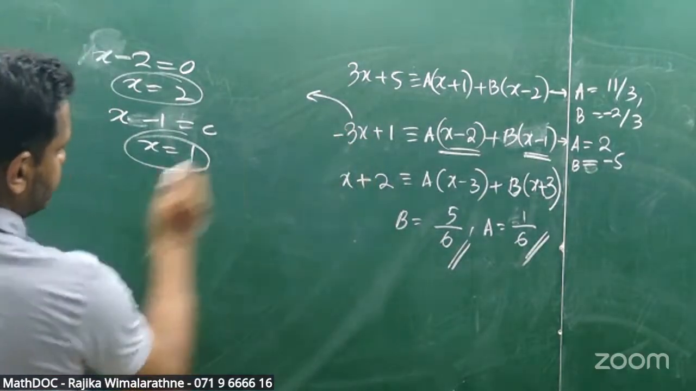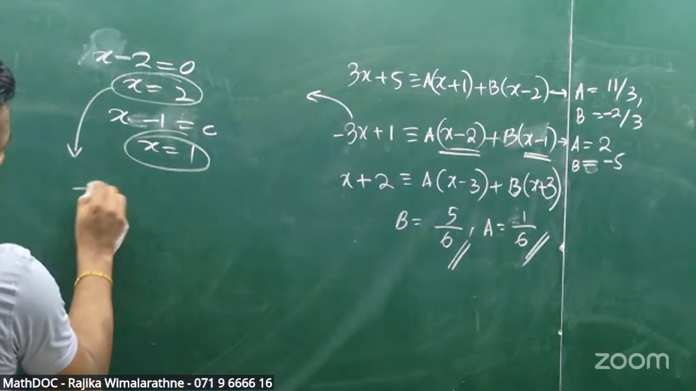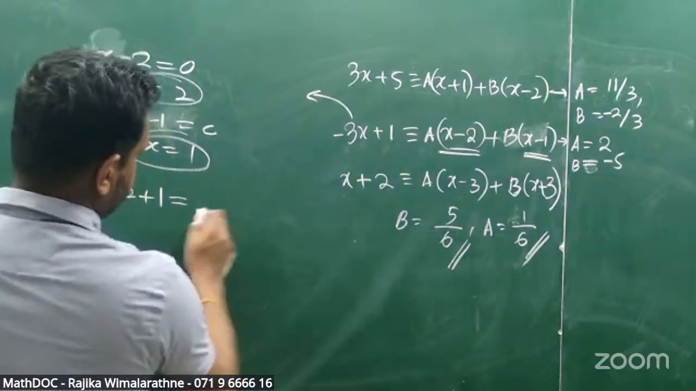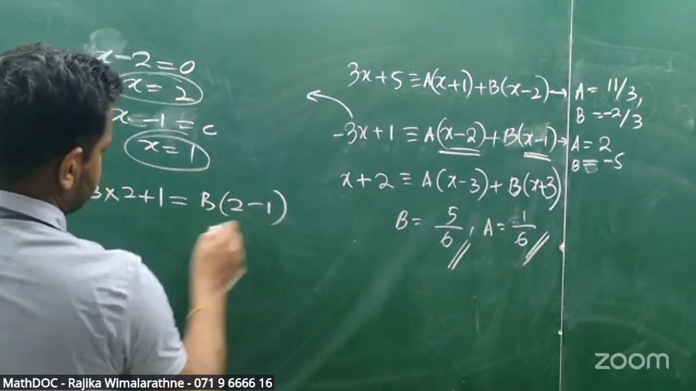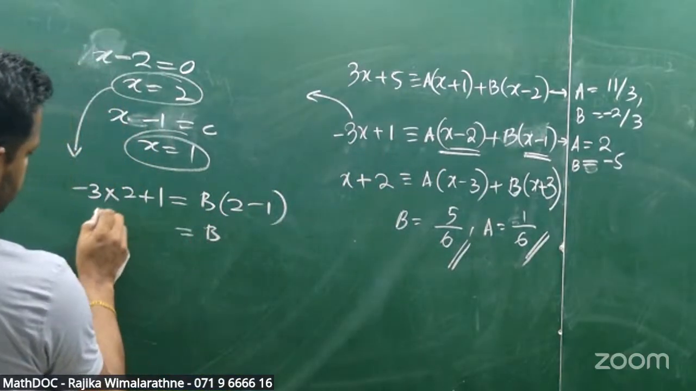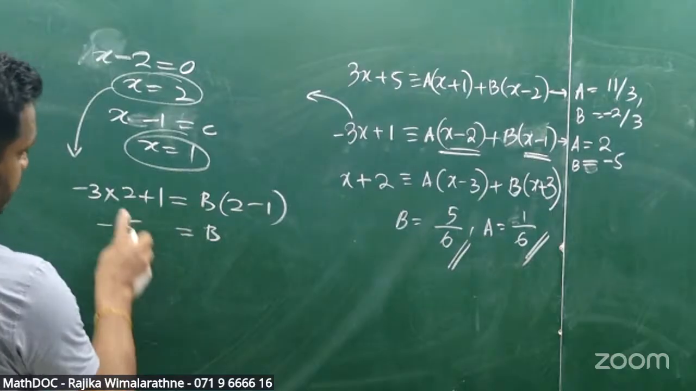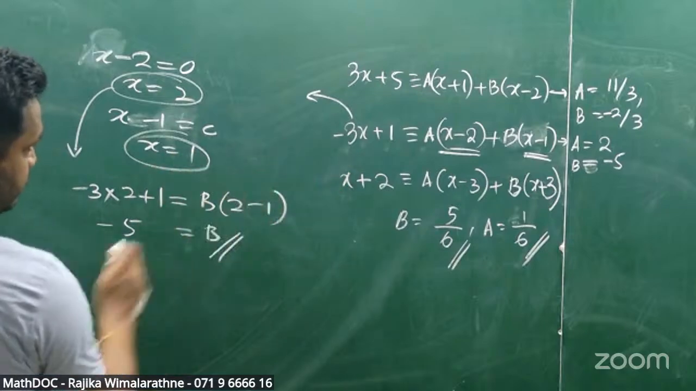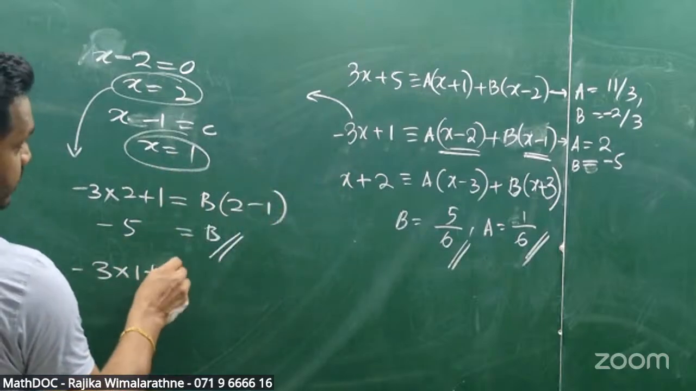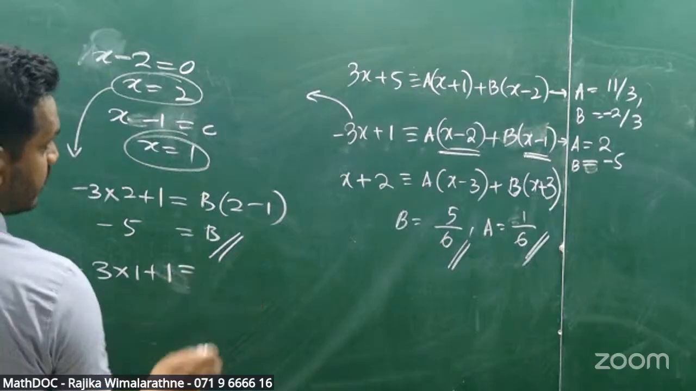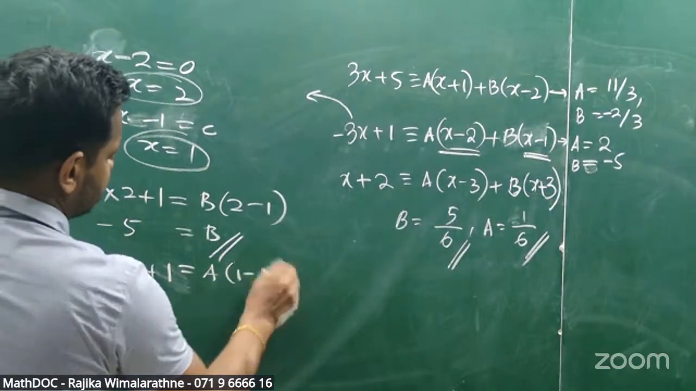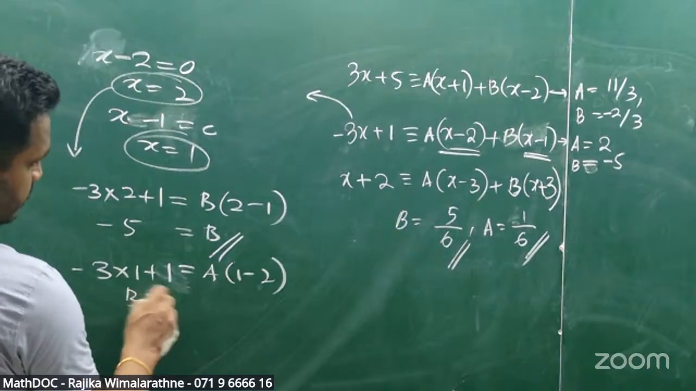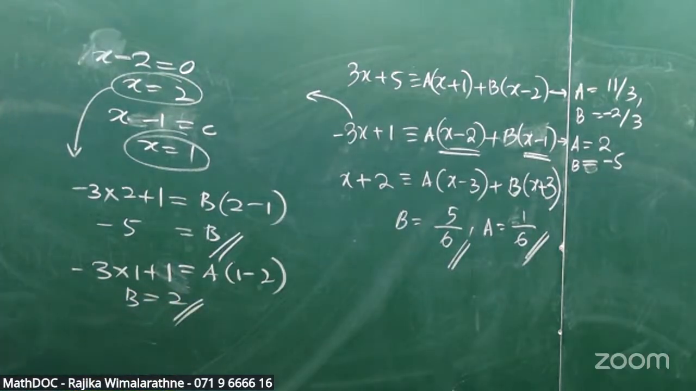Okay, then here, when you substitute x equal to 2, minus 3 times 2 plus 1, so here 0, b times 2 minus 1, then here b equal minus 5. Then substitute x equal 1 here, then minus 3 times 1 plus 1 equal a times 1 minus 2. Then here minus 3 minus 2, b value 2. Okay.